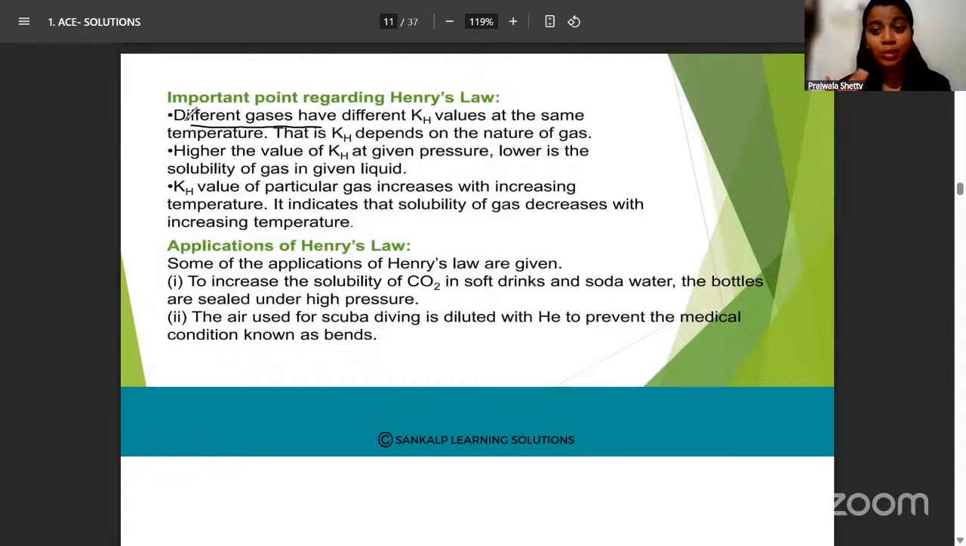Let's see the important points of Henry's law. Different gases have different KH values at the same temperature, and the KH value depends on the nature of gases. As I told you previously, higher the value of KH, lower is the solubility. Remember this important point. Then KH value of a particular gas increases with increase in temperature. When temperature increases, KH value also increases. But when KH value increases, solubility decreases. Please remember this relationship.